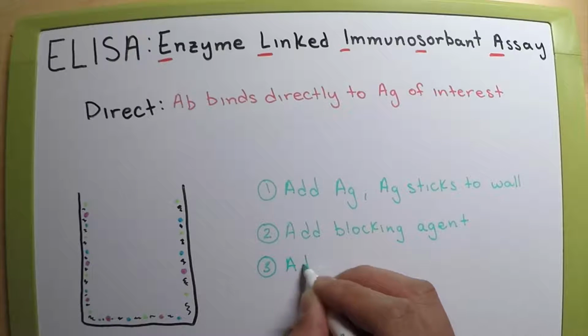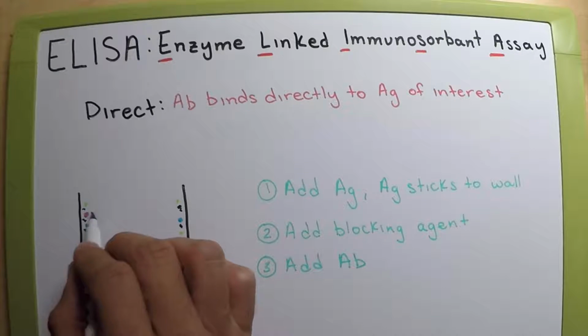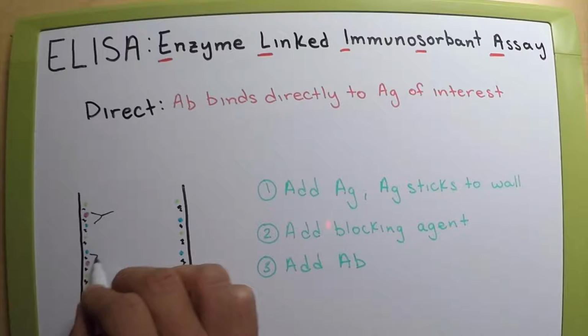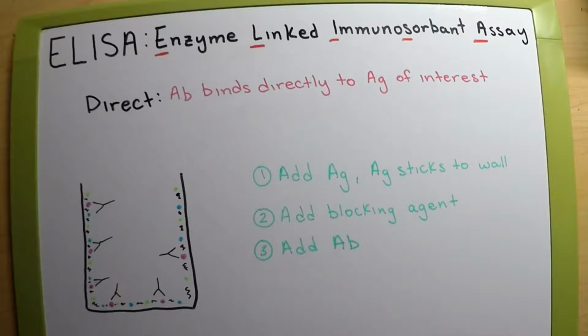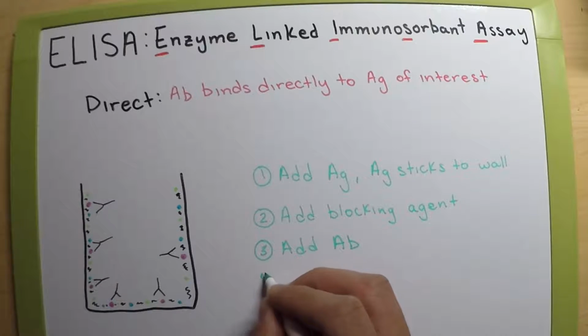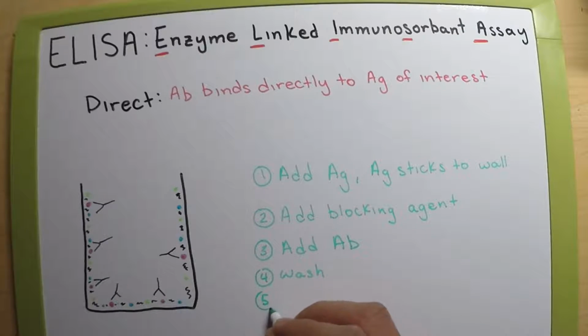Next, we're going to add the antibody. Again, after we've emptied out the well, we will then add the antibody. So remember that the antibody is going to be specific for that antigen. After we add the antibody, we're going to go ahead and empty out the wells. We're then going to go ahead and do a wash. But please tell me, what is the purpose of the wash?